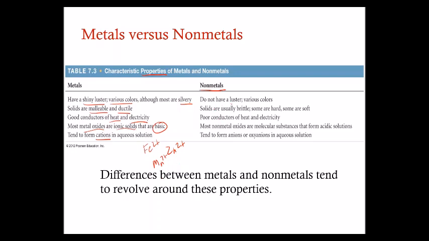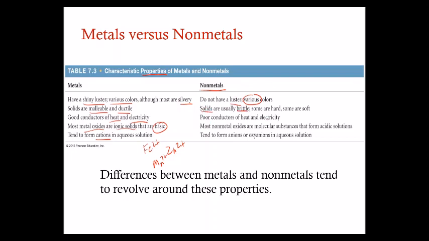Nonmetals, of course, do not have luster. They're usually various colors, like sulfur is yellow, and phosphorus, there's a white phosphorus and a red phosphorus. There's a lot of nonmetals that are not solids because they exist as gas at room temperature, like chlorine is a green-yellow gas and so forth.